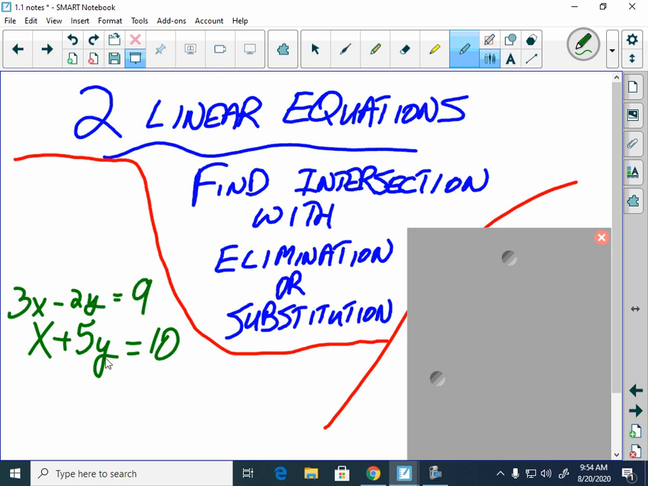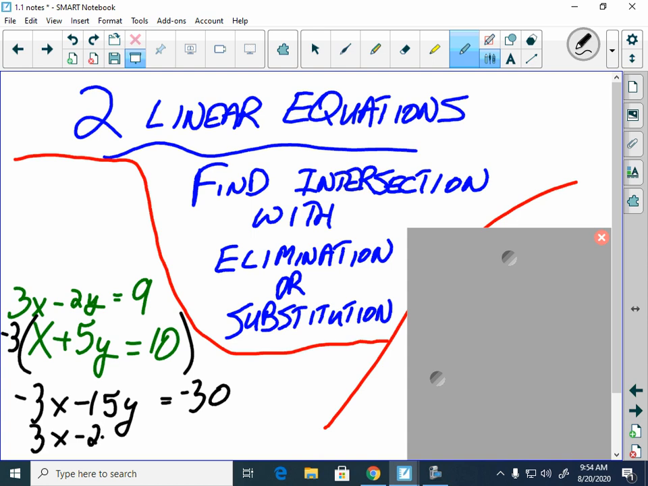Now, if you're a glutton for punishment, you would do substitution. But if you were looking for something fun to do, you'd say, woo, I'm going to multiply this whole bottom equation by -3. And that would be -3x minus 15y equals -30. And then the other equation just kind of drops down, like that.